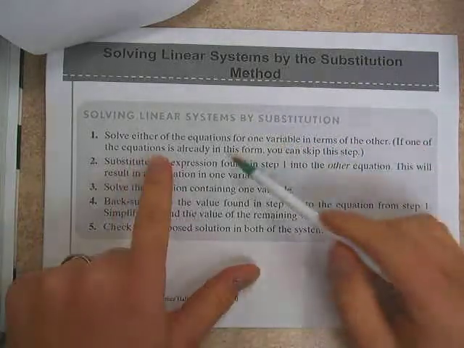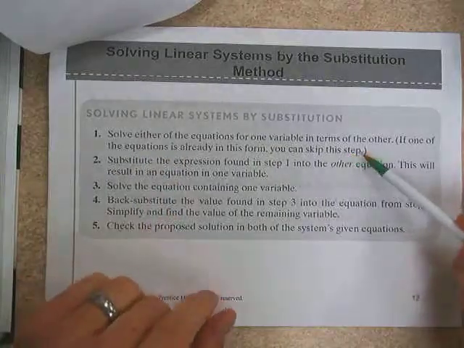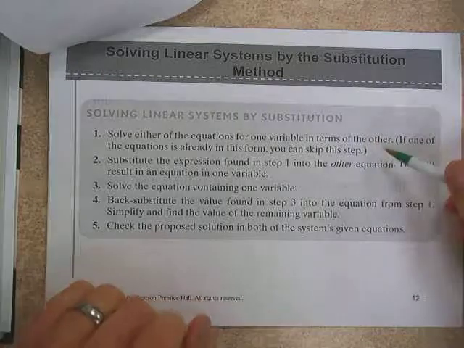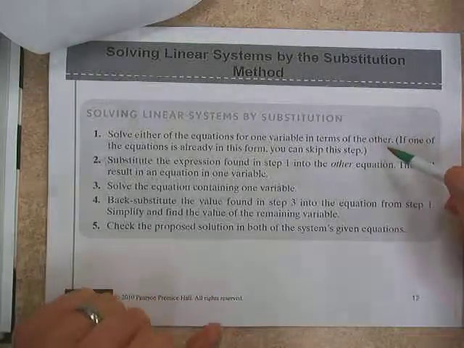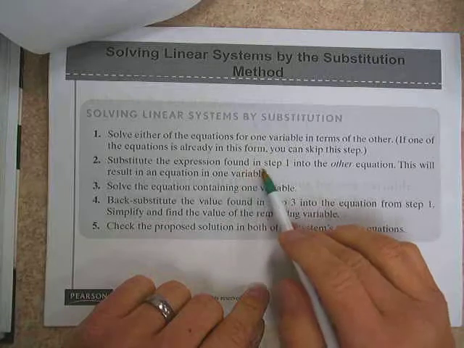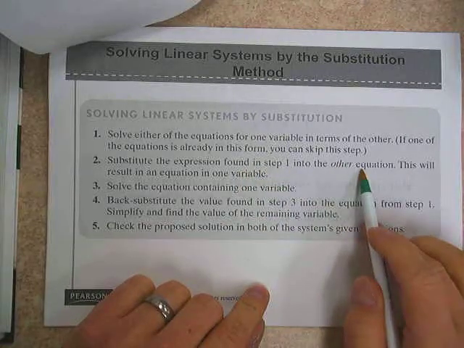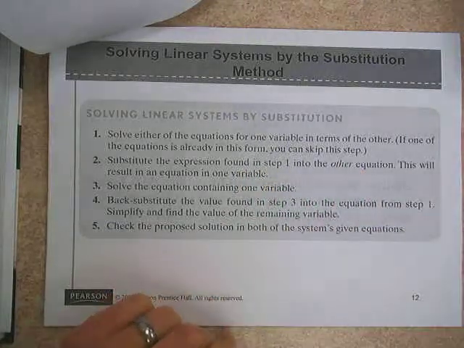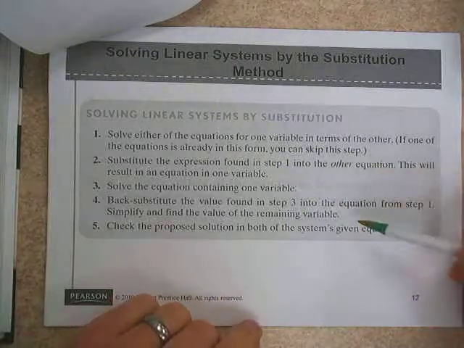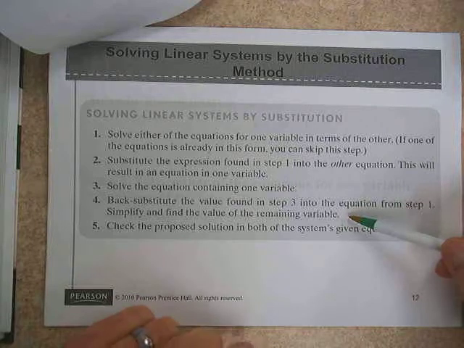So, number one is to solve either of the equations for one variable in terms of the other. If one of the equations is already in this form, then you can skip this step. So we generally want to use this if one of the equations has a variable alone already. If it does, then we're already ready to go. And if it is, then what number 2 says is we're going to substitute the expression found in step 1 into the other equation. This will result in an equation with one variable.